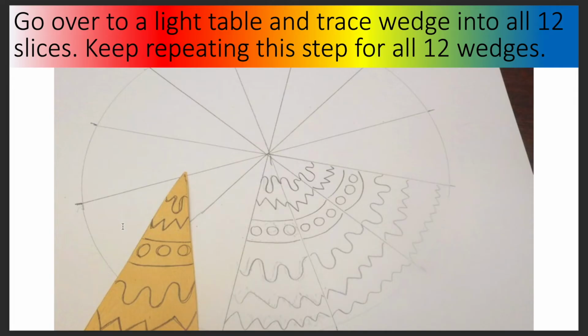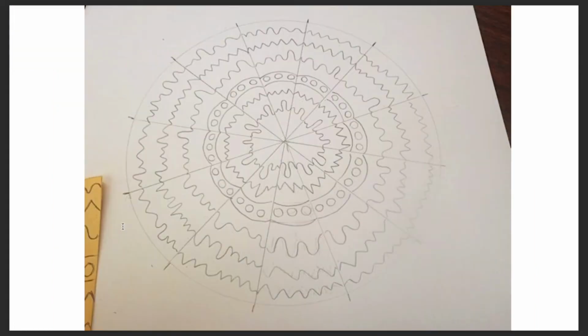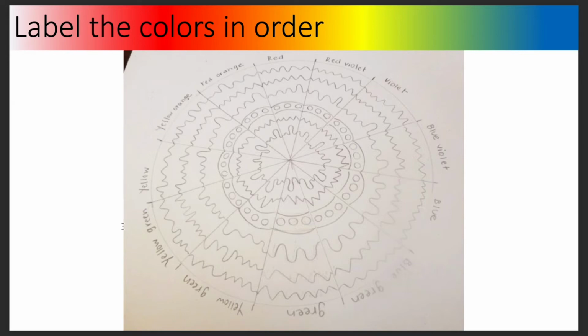Go over to a light table and trace the wedge into all 12 slices. Keep repeating this step until all the wedges are filled in. Label the colors in order. So on the outside of your color wheel, you're going to be putting the color in order from red all the way to red orange. Or, I'm sorry, red all the way to red violet.